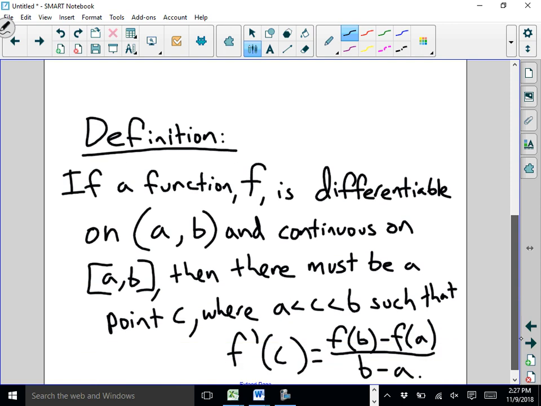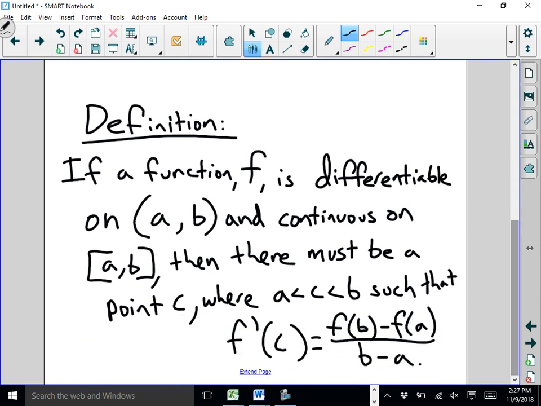So what it says is, if a function f is differentiable on the open interval (a, b) and continuous on the closed interval [a, b], then there must be a point c where a < c < b, such that f prime of c equals (f of b minus f of a) over (b minus a). So again, pause the video here for a second, and let's go ahead and write that definition down, and we'll explain it a little bit more in a second.